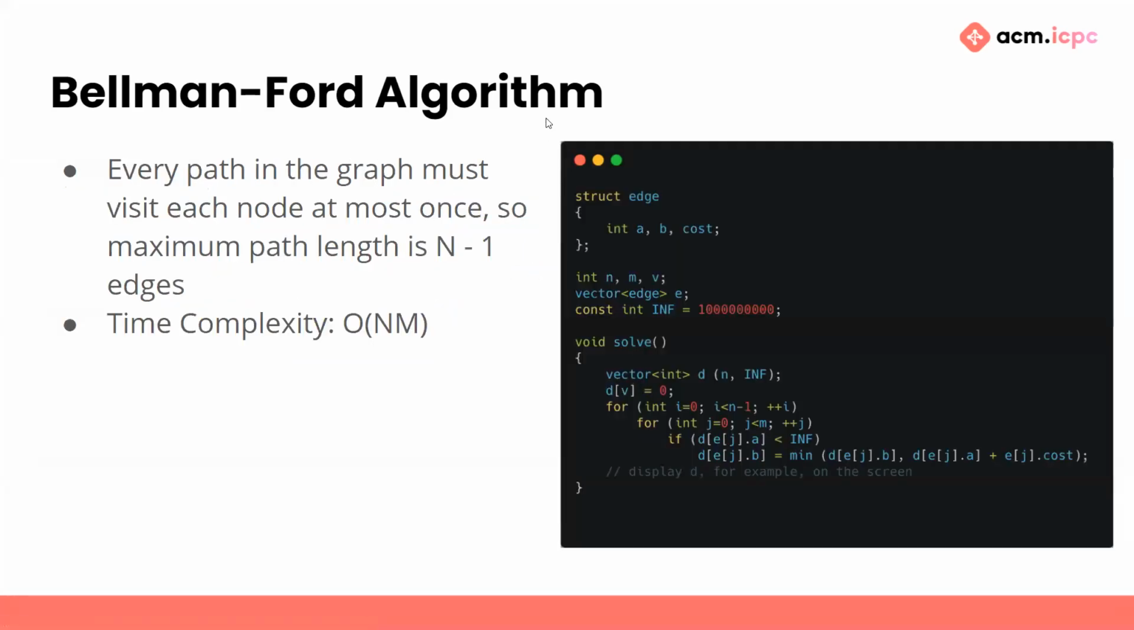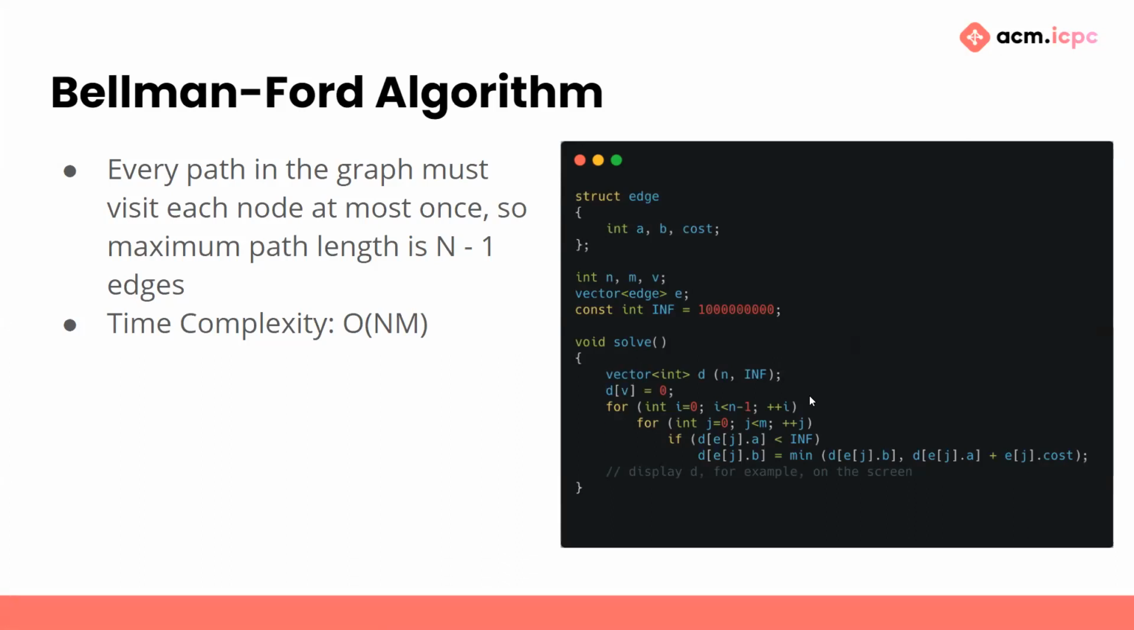So the idea is that every path in this graph must visit each node at most once. So very similarly to why the naive Dijkstra runs only n times, here in this case, we can run it n-1 times because once we start from the first node, we're at most adding n-1 nodes to it. Since if there's n nodes, we'll add at most n-1 nodes aside from the initial node. So that's what the code is doing here.